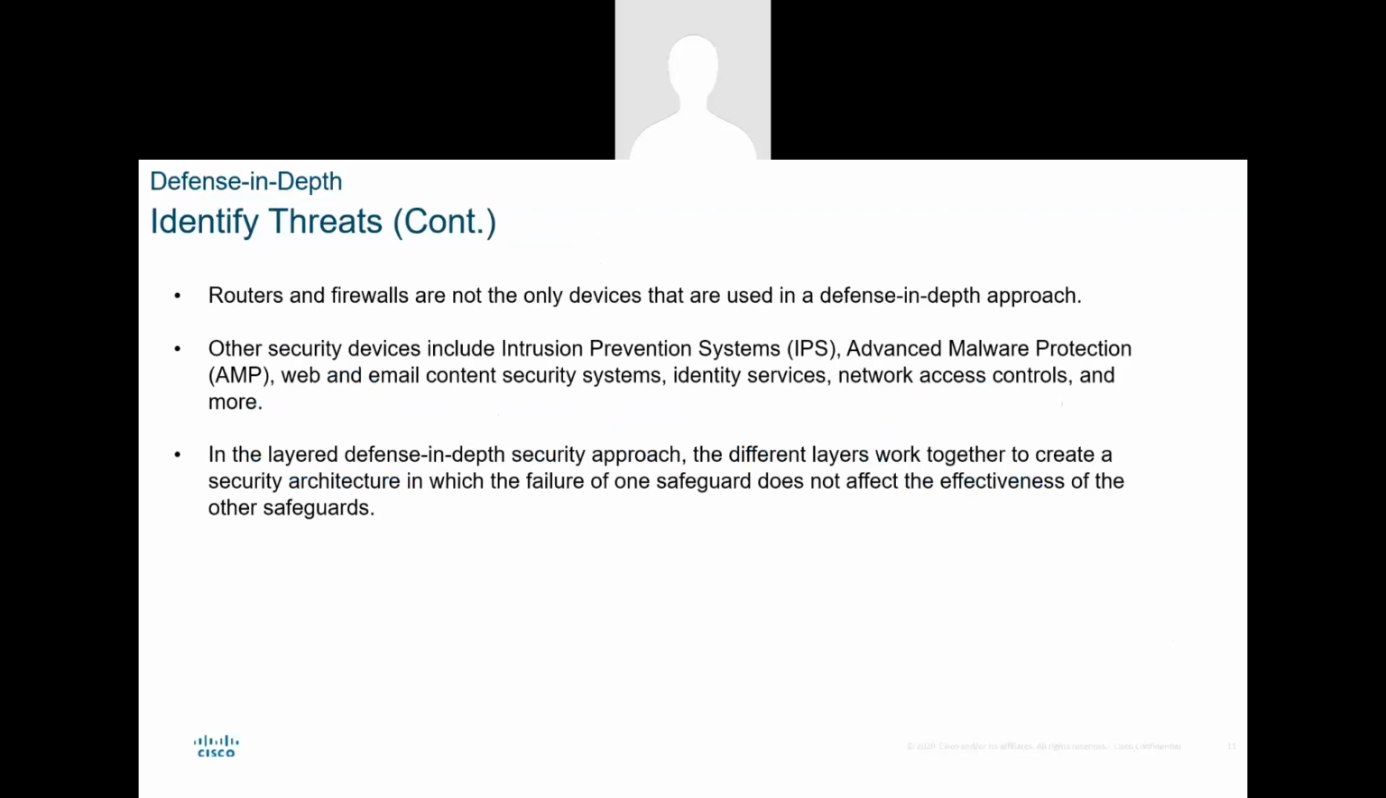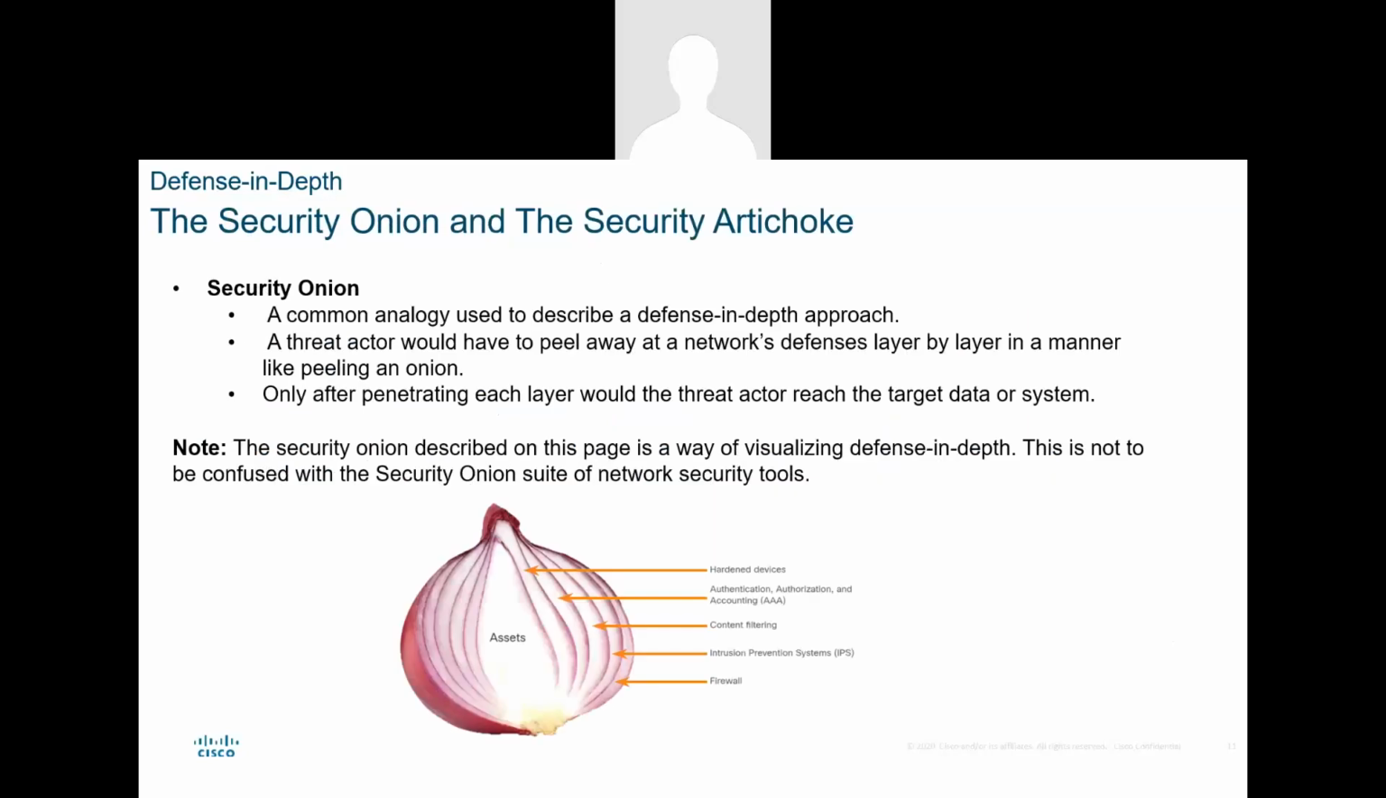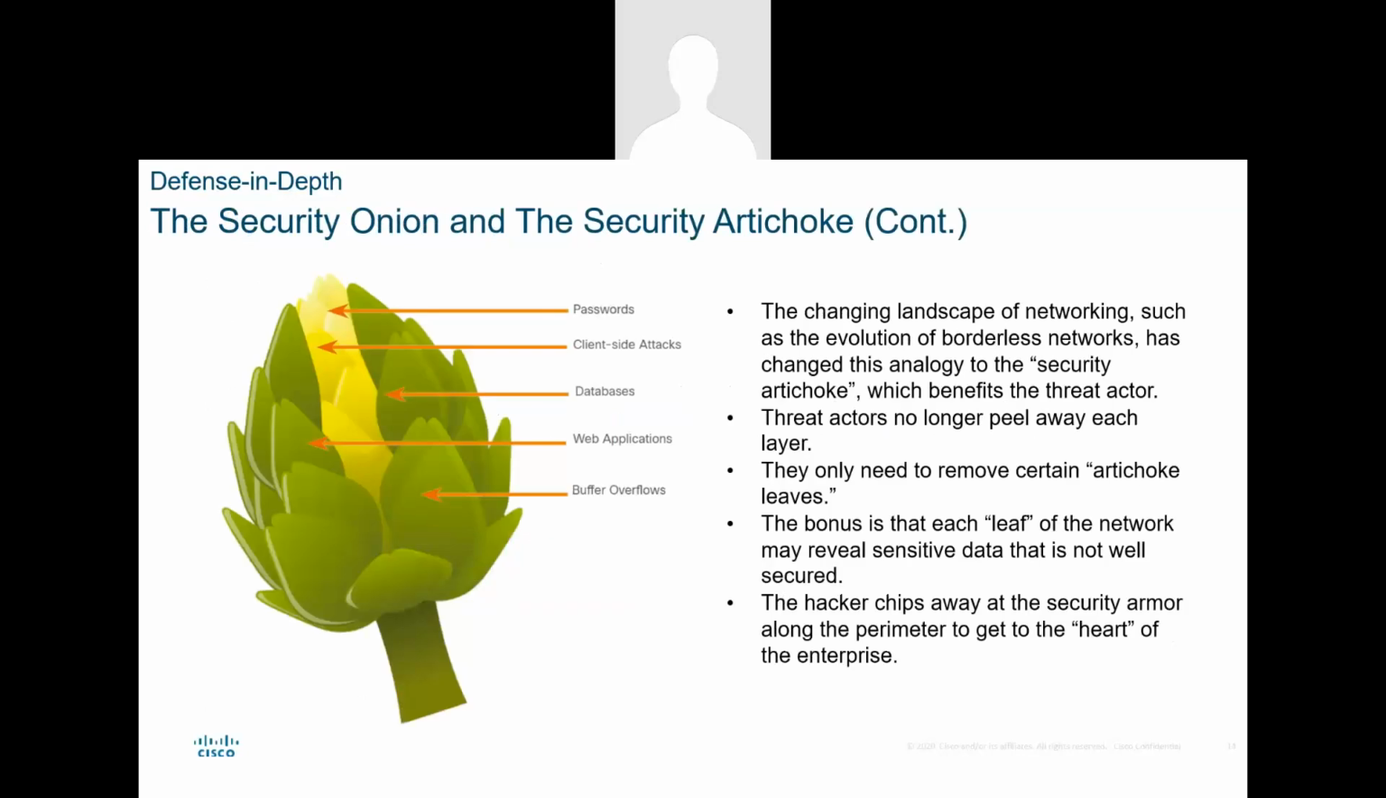Now, when we're talking about the security onion, this analogy describes defense in depth. It's like peeling away the layers on an onion. The attackers must penetrate multiple defenses to reach their target. However, modern networks are more like a security artichoke. The attackers then exploit specific layers, bypassing some of these layers entirely. So this highlights the importance of securing all aspects of your network.